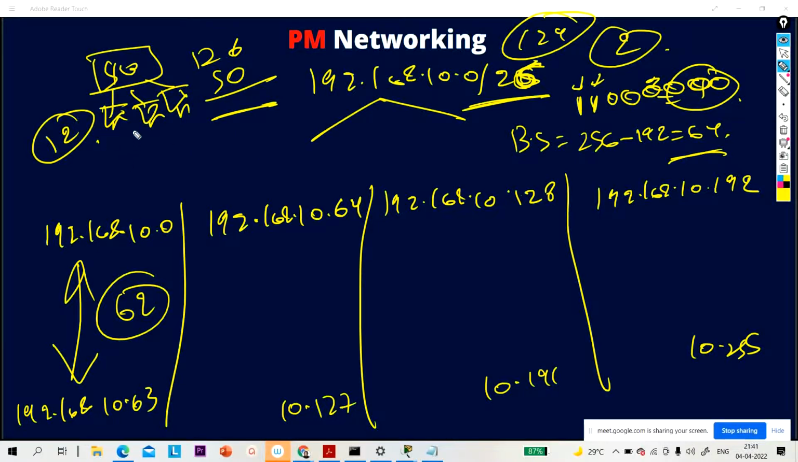Tomorrow we will discuss subnetting from class B and class A as well. Then you will get some advanced questions as well. But first of all, understand why we are doing subnetting. Why did we come up with subnetting? To reduce the shortage of IPv4.